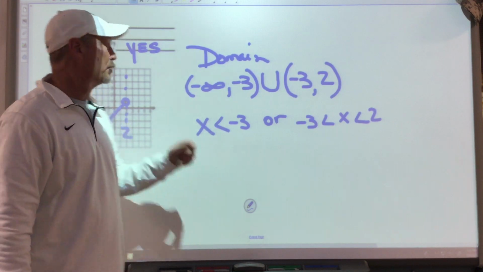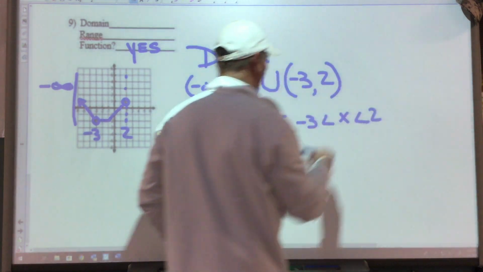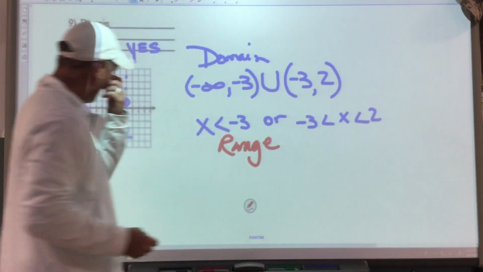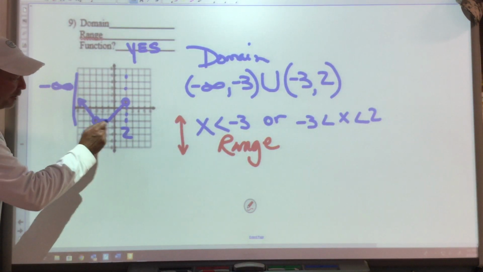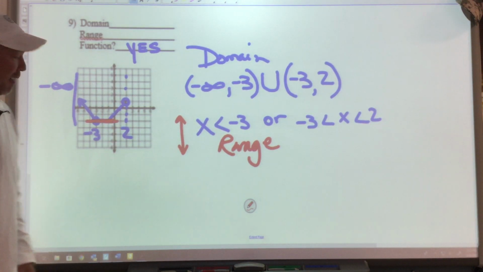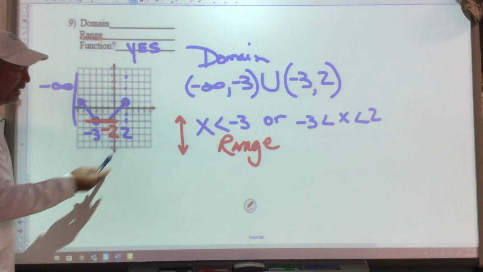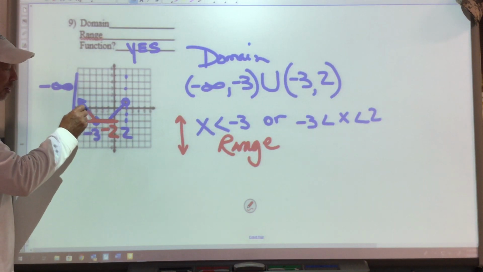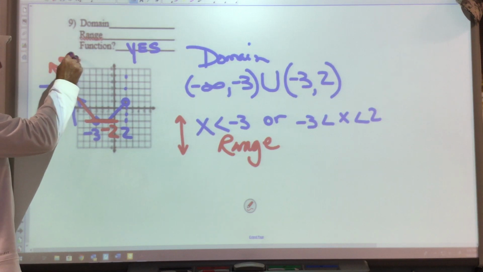All right, let's talk about range. On this problem, range is a little easier. Okay, I'm going to put the range down here. Range talks about how high and how low we go. Okay, I don't go any lower. That is the lowest point of my graph. I am at -2. That's the low point of my graph. How high do I go? Look, I keep going up forever. And that would be infinity.